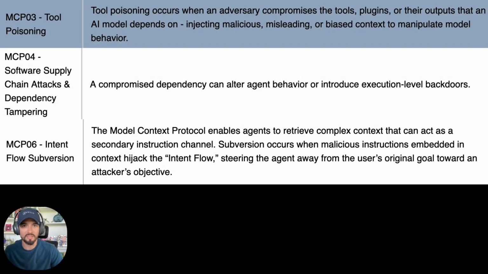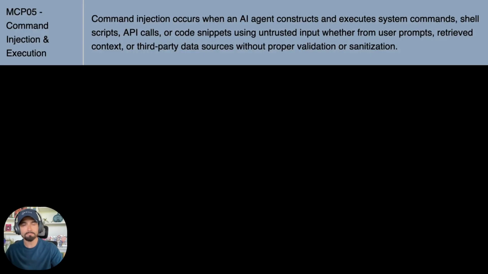MCP-03, tool poisoning, and MCP-04, software supply chain attacks and dependency tampering, and MCP-06, intent flow subversion. We all use third-party dependencies. Which do you let in, and how do you observe and harden it all? Again, a governance problem. MCP-05, command injection and execution. As worded, this is such a broad category, but to me this amounts to how do you empower your team, your humans in the loop, to exercise judgment when their agents make tool calls and fetch data.